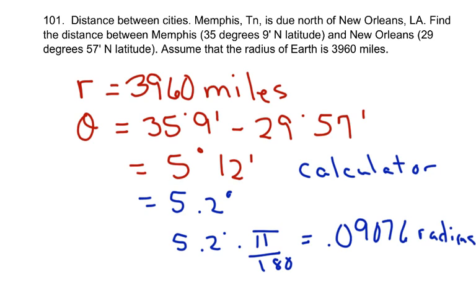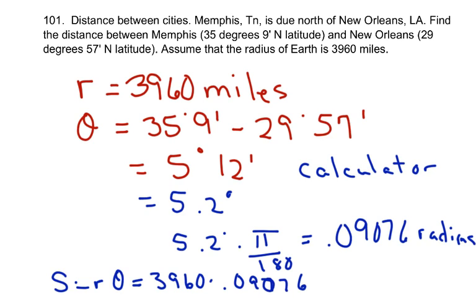And then all we do is multiply. So we need our arc length. S equals R times theta, where R is 3960 times 0.09776, and that gives you 359 miles. Okay. And that is all your lesson.